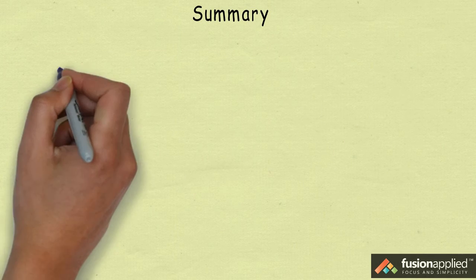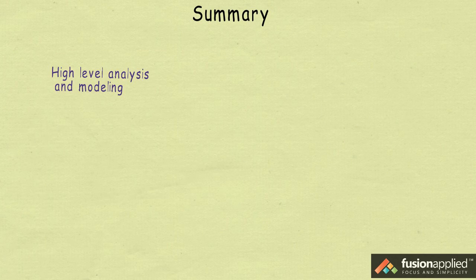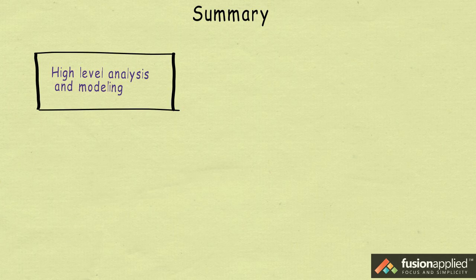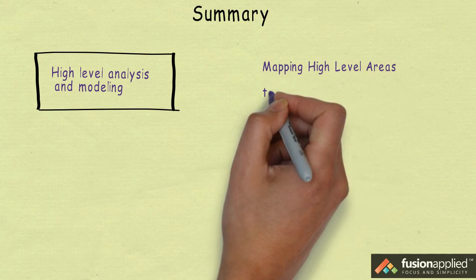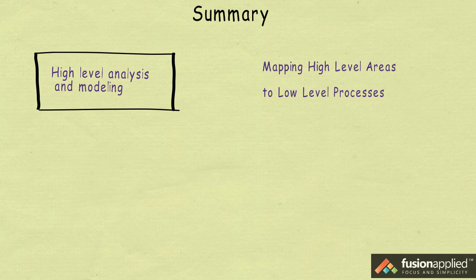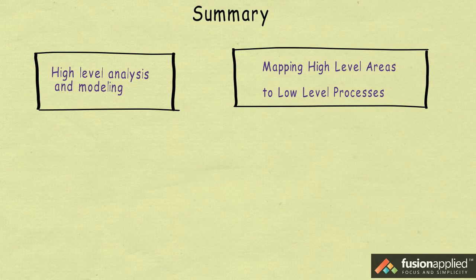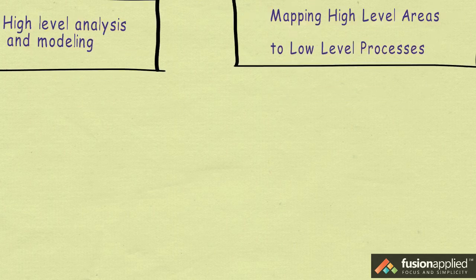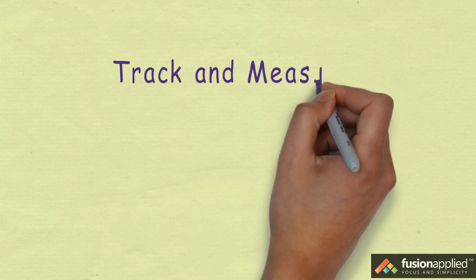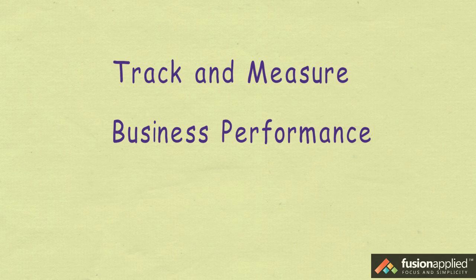So in summary, business architecture allows you to do some high-level analysis and modeling for your business processes. It allows you to map high-level areas or models to low-level processes. And because you can feed back KPIs from the lower-level models into the higher-level models, it gives you the ability to track an organization's performance against its goals and objectives.